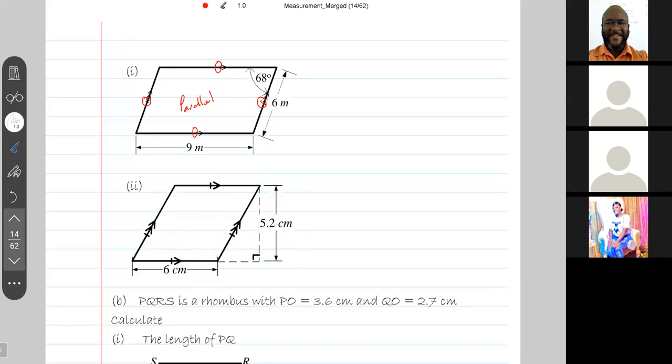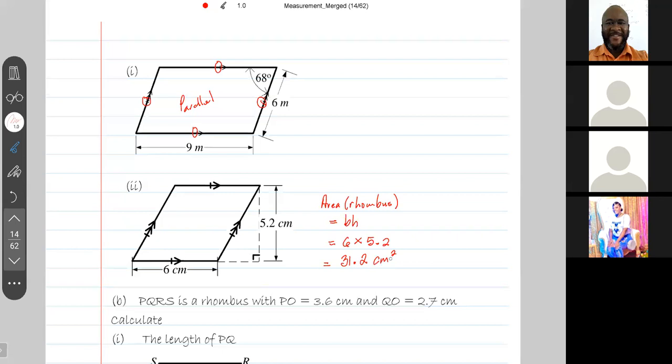Now, guys, the area of this rhombus is equal to this one. I know the base and I know the height, so it's equal to BH. This is equal to 6 times 5.2. The answer is, what is this? 31.2? 31.2, and the unit is centimeter square.